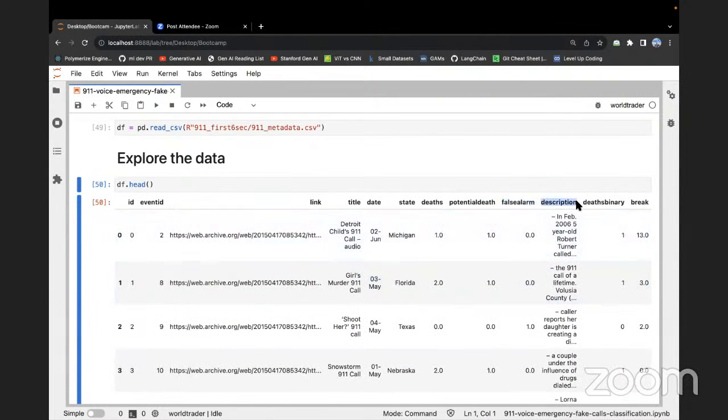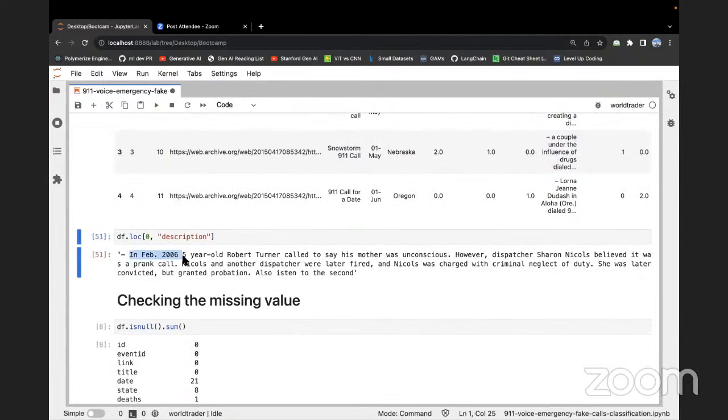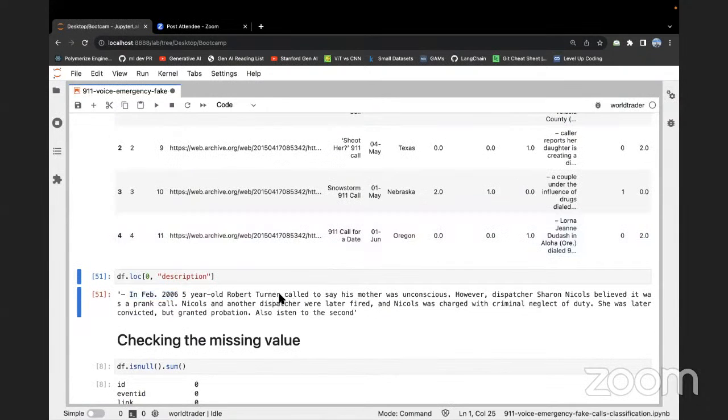Okay, let's look at one of the descriptions in this data quickly. df.log 0, description. Look at this. February 2006. 5-year-old Robert Turner called to say his mother was unconscious. However, dispatcher Sharon Nichols believed it was a prank call. Nichols and another dispatcher were later fired, and Nichols was charged. See, who was Nichols? The dispatcher. Nichols was charged with criminal neglect of duty. She was later convicted but granted probation.